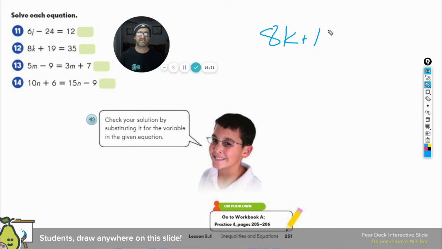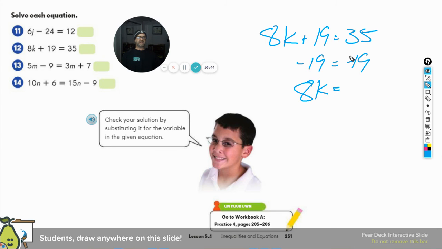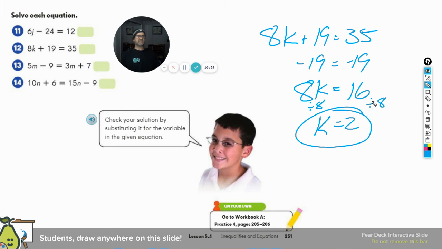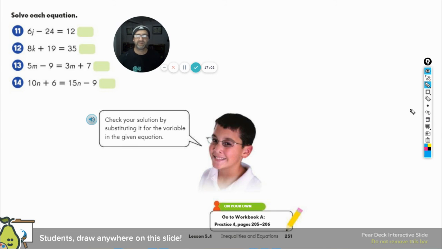8k plus 19 equals 35. Okay, I've got no minuses, but I've got a big 35 over here. I still want to get the k by itself, so I'm going to go minus 19 on each side. That gets rid of the 19 here. 8k is going to equal, why am I thinking? Oh, 16. K has got to equal what? 8 times k, 8 times 2. K equals 2. Okay, again, you can divide by 8 and divide by 8 if you want to, or you can do that in your head.